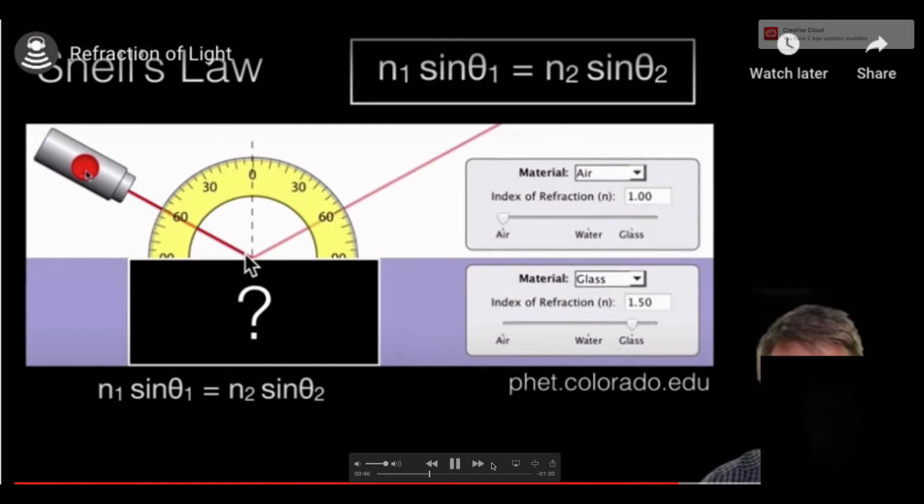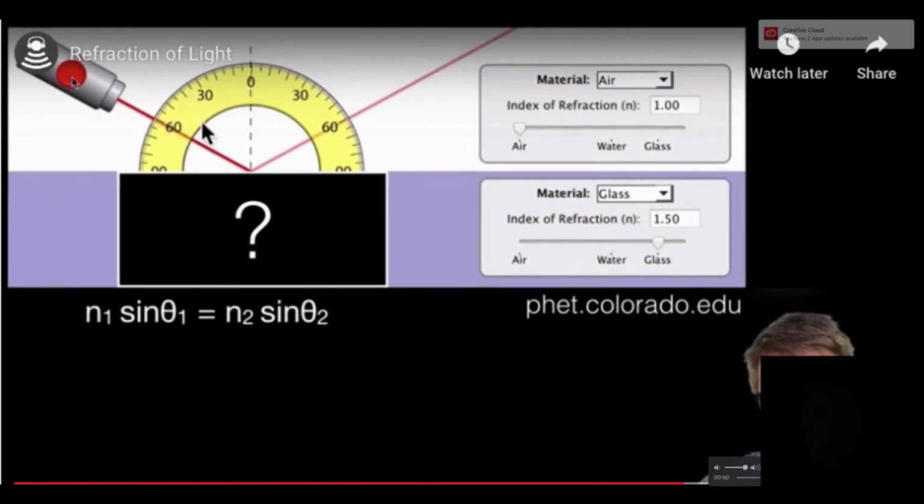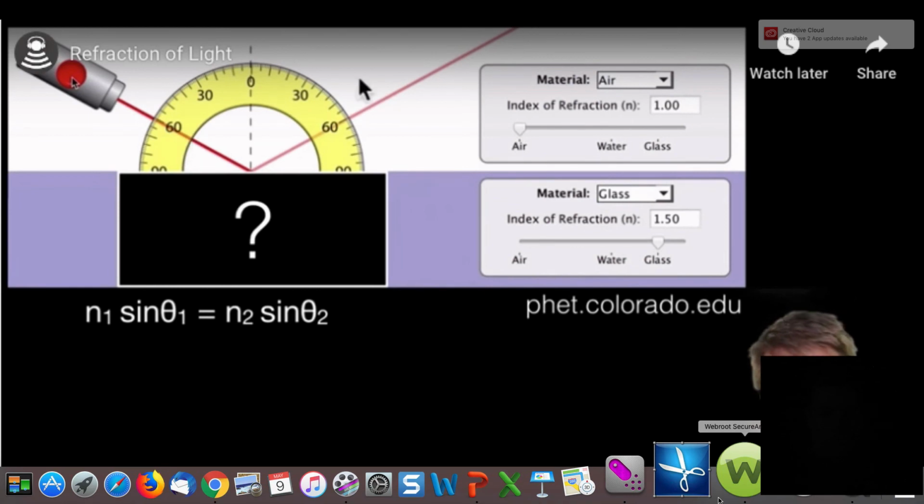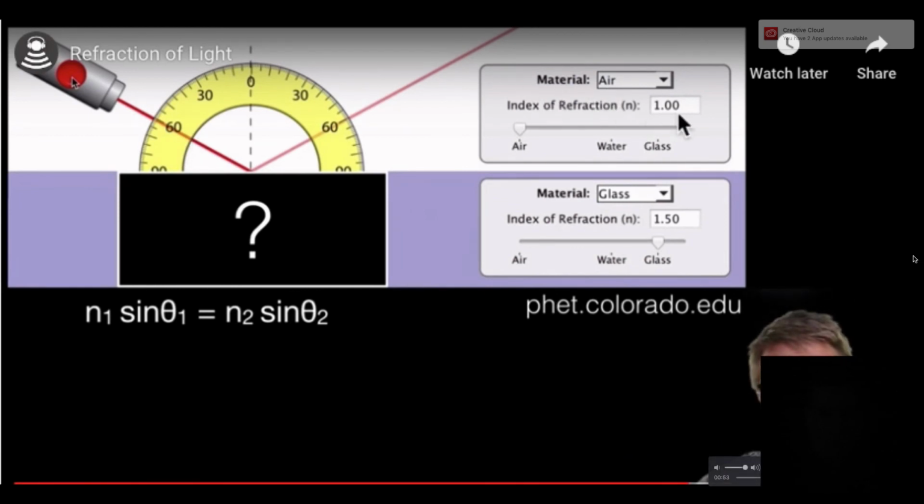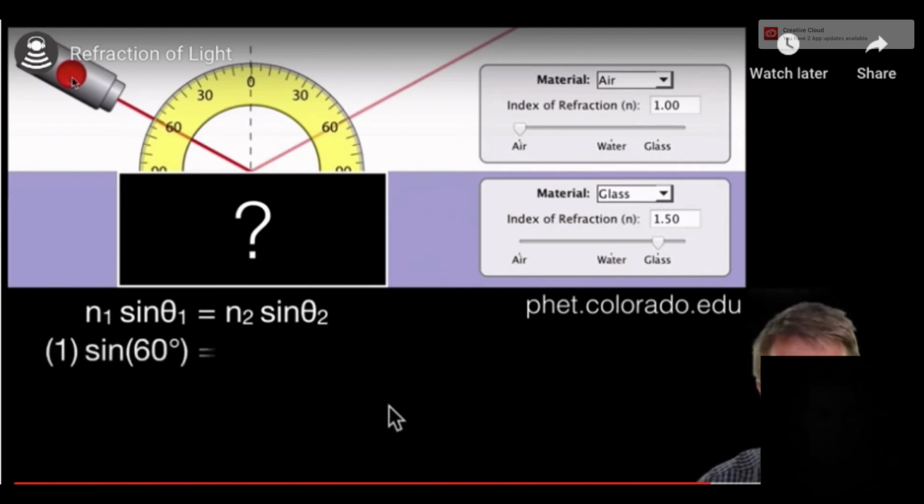I'd write it out like this, and then let me look at what information I have. I have the angle at which it's coming in, so that's a given. I also know in air the index of refraction is 1. I'm also given the index of refraction of the surface down here, the glass, is 1.5. So what am I really trying to solve for? I want to figure out that angle of refraction, how it comes out. That's going to be my theta 2.